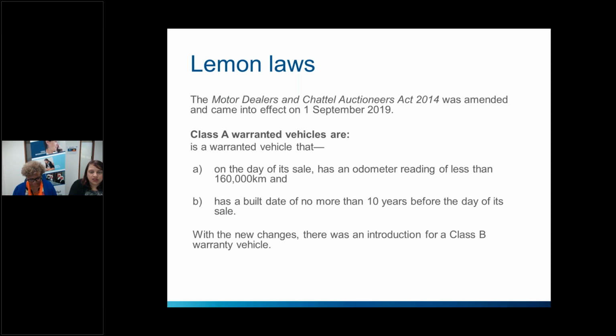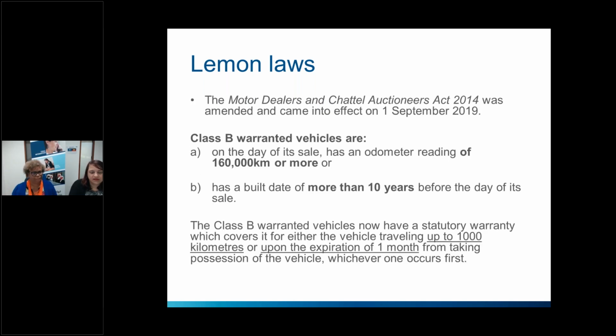Okay. With the new changes, there's an introduction of the Class B warranties, which is what I was sort of talking about before. So Class B warranties are vehicles that on the day of its sale has an odometer of over 160,000 kilometres or has a built date of more than 10 years before the day of its sale. Class B warranty vehicles now have a statutory warranty which covers it for either the vehicle travelling up to 1,000 kilometres or upon the expiration of 1 month from taking possession of the vehicle, whichever occurs first.